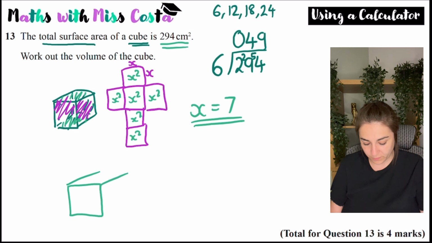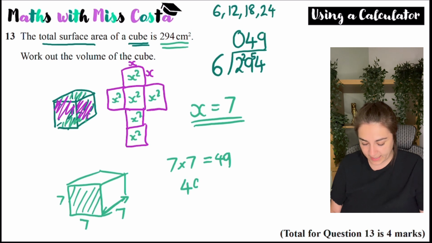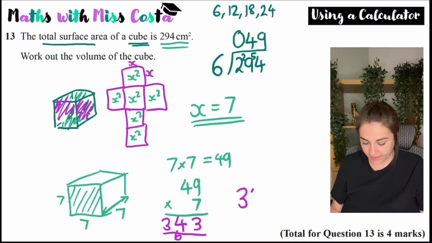To work out the volume of the cube, I know that this length is going to be 7, this length is going to be 7, and so is this length. And to work out the volume, I just work out the area of the front face, which is 7 times 7, and then I multiply that by the length. So 7 times 7 is 49, and then 49 times by 7, 7 times 9 is 63, and 7 times 4 is 28. 28 plus 6 gives me 34, so that would be 343 centimeters cubed.